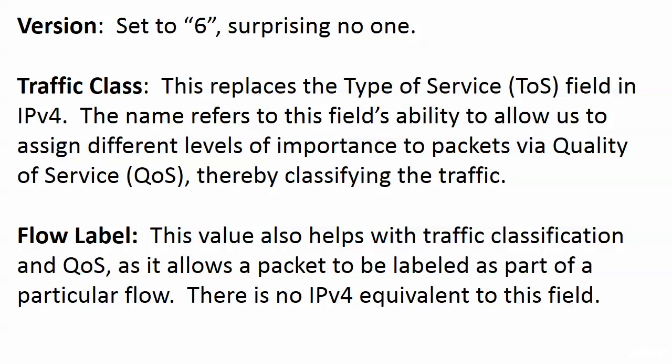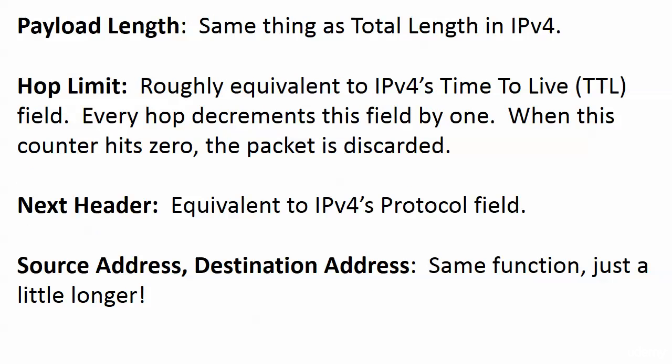Flow label is kind of an assistant to traffic class. There is no version 4 equivalent to this field, but this field does help with classification and QoS because it allows a packet to be labeled as part of a particular flow. Again, the name is the recipe. It is literally a flow label. Payload length, same thing as total length in version 4.